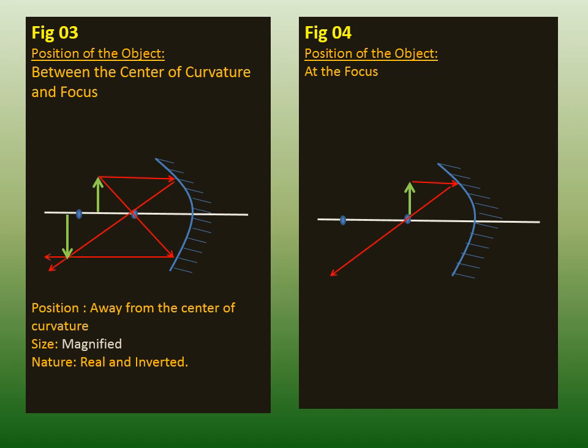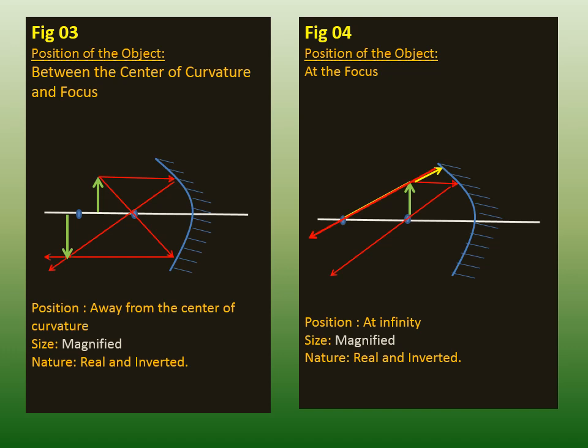There is another ray. We have to consider the ray just straight to the center of curvature. This is the incident ray, and the ray will reflect just through the line, but it will go back like this. This is the reflected ray. As the ray goes just through the center of curvature, it will come back through the line. And there is no formation of image actually, but the description shows that the image will form at infinity. The size of the image is magnified, the nature will be real and inverted.